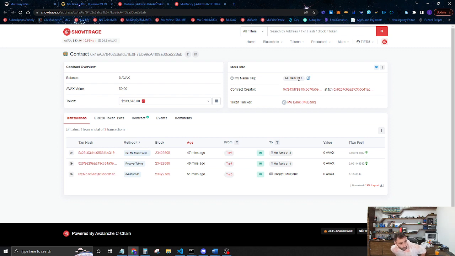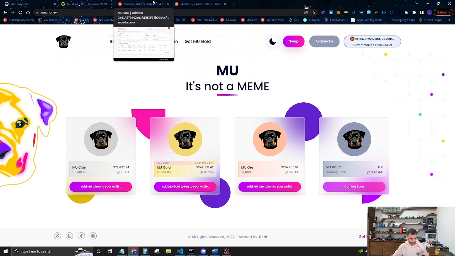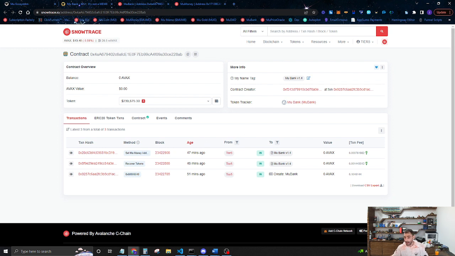We will be building a front end and adding it to our website to make it so much easier for you to use the Mu Bank, and you'll be able to see lots of the different things you can do with it. But right now, if you want to use the Mu Bank, you're going to have to interact with our smart contract.